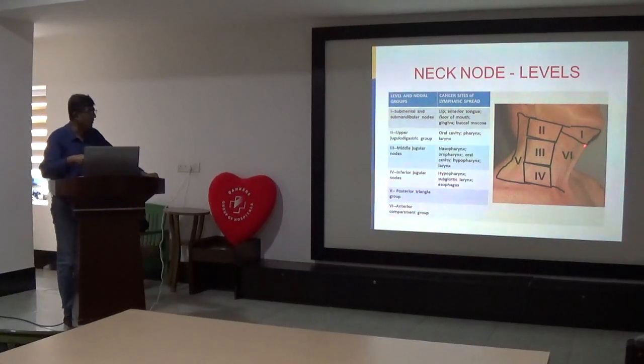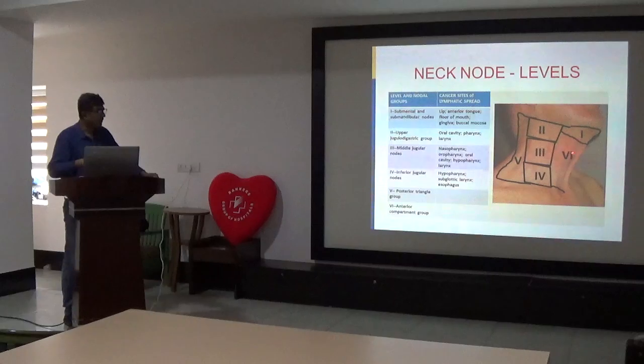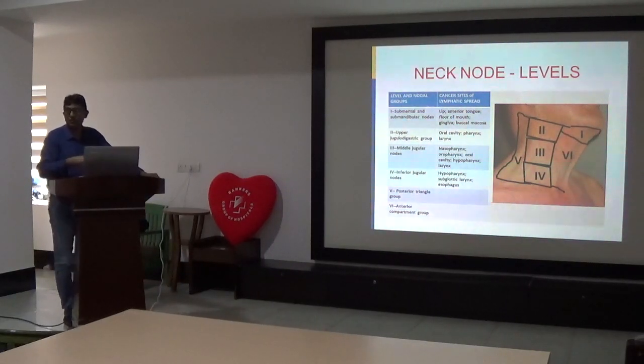Anterior compartment node is this level 6 node, and this is mainly involved by the thyroid and lesions which are in the anterior larynx and the subglottis. So this is level 6. And supraclavicular is this area, level 5. Some would say supraclavicular, some would say posterior triangle, some would say inferior.